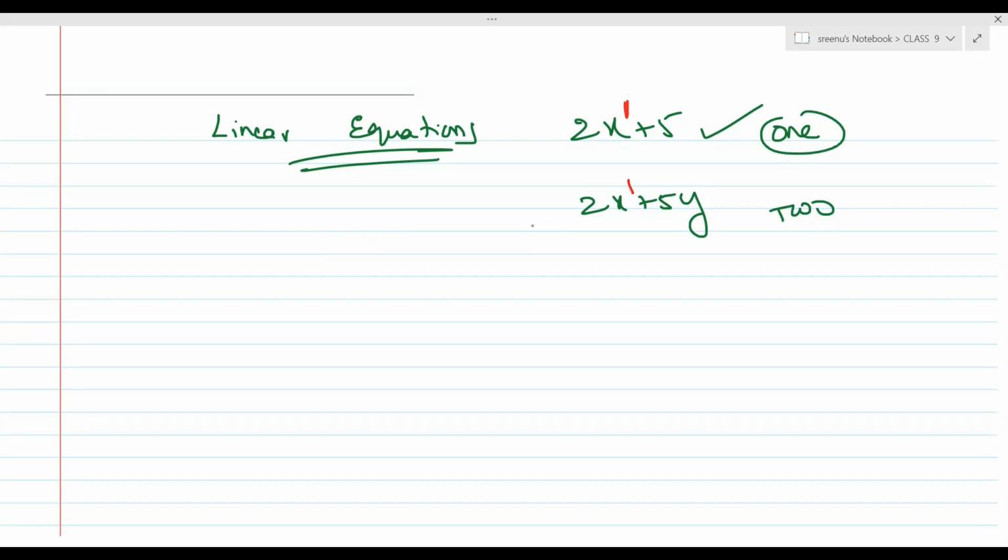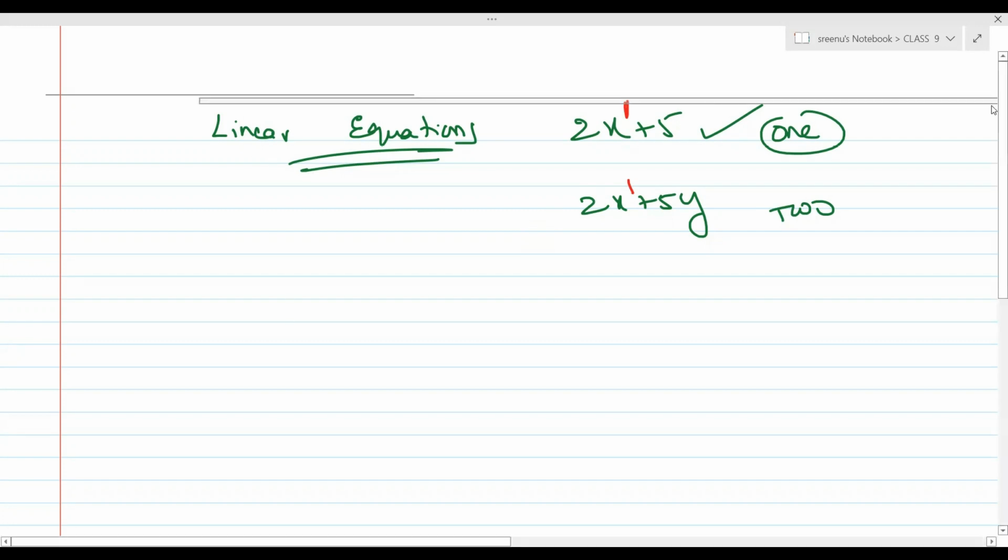Elimination method, methods of solving linear equations in two variables. Some methods we have done, no? Substitution method. Next, reducing into linear equation form, right? Different sums we have done. One sum we will do. What is this? Reducing into linear equation form. We'll see now.